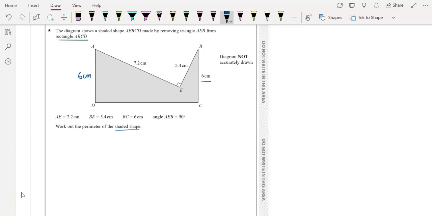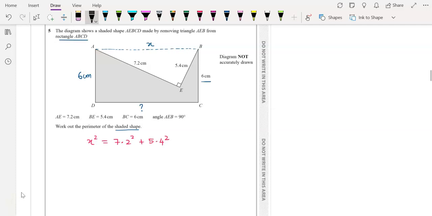Now AE is 7.2, BE is 5.4. So the only side which is missing that we don't know is side CD. Now, to find side CD, since it is a rectangle, we can join AB. Okay, so AB and CD are equal. So if you find AB, we'll get length CD. So let's write here side AB as X. Now, triangle AEB is a right angle triangle. So we can use Pythagoras theorem. So the hypotenuse is X. So X square equal to 7.2 square plus 5.4 square.